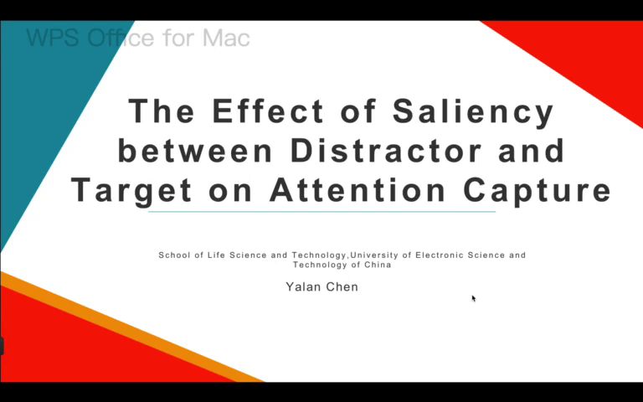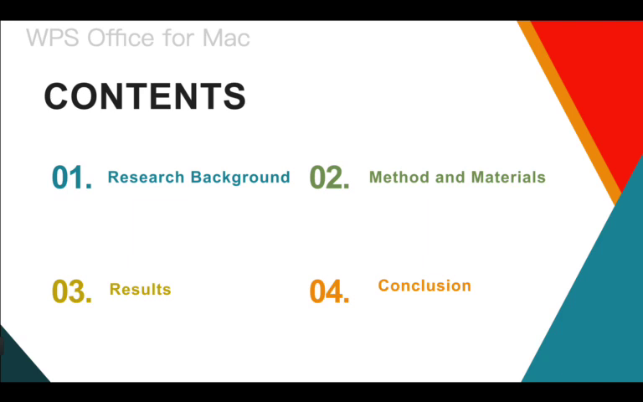I want to show the effect of saliency between distractor and target on attention capture. The main content of sharing includes 4 parts: research background, method and materials, results and conclusions.